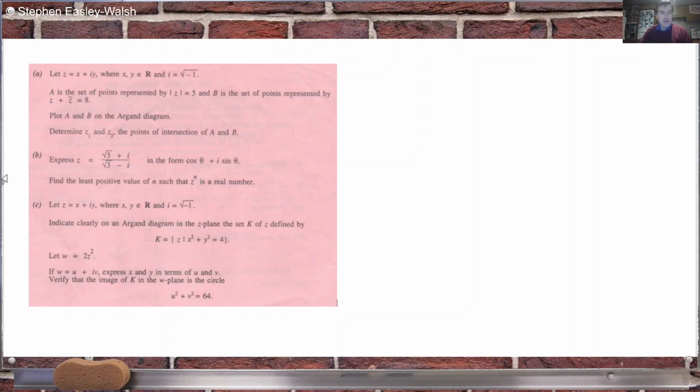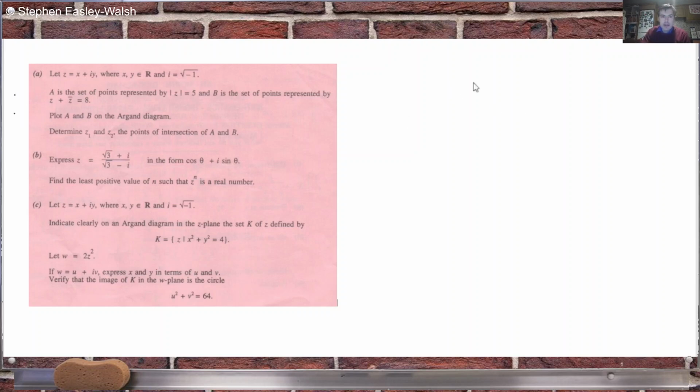Okay, let's have a look here at this question. A is the set of points representing modulus of z equals 5, and B is the set of points representing z plus z conjugate equals 8. Plot A and B on an Argand diagram, and determine the point of intersection. That's an interesting one now.